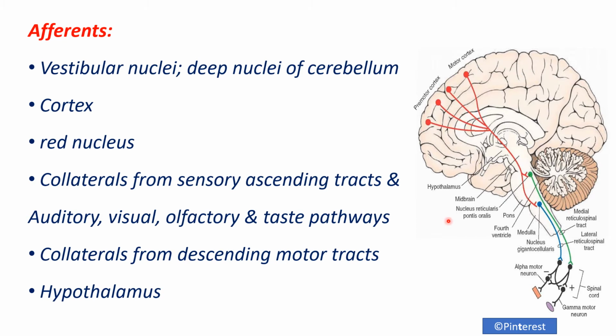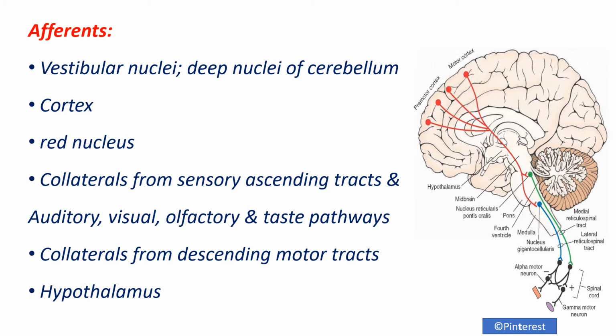So it also coordinates the function of these systems. It also receives collaterals from the descending motor tracts, like the corticospinal tracts going down, which send corticoreticular fibers into the facilitatory reticular formation, and also fibers from the hypothalamus. So in a nutshell, both the facilitatory and inhibitory reticular formations receive fibers. We'll be concentrating here on the facilitatory.